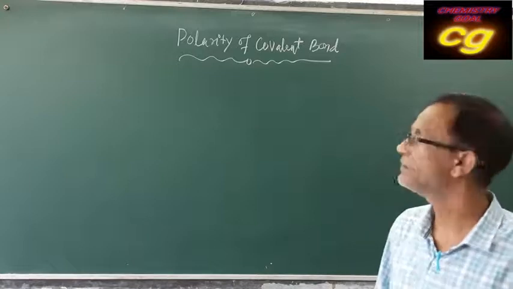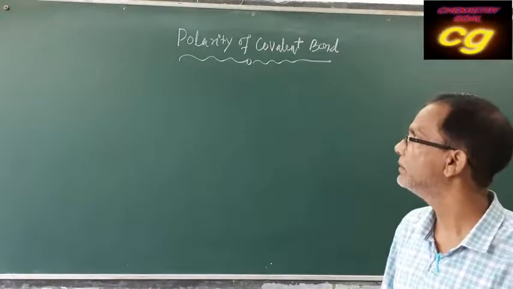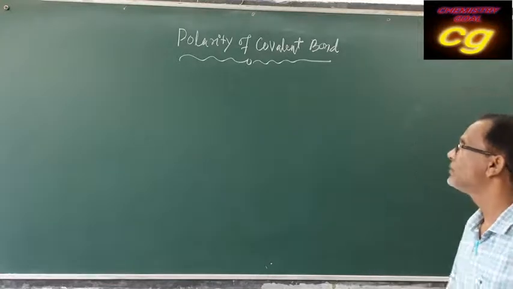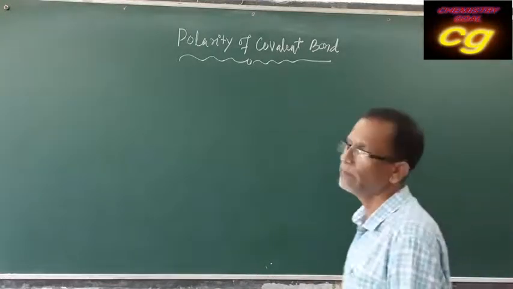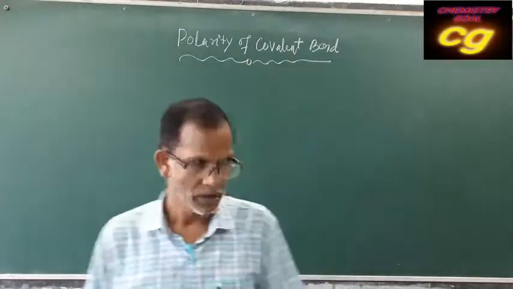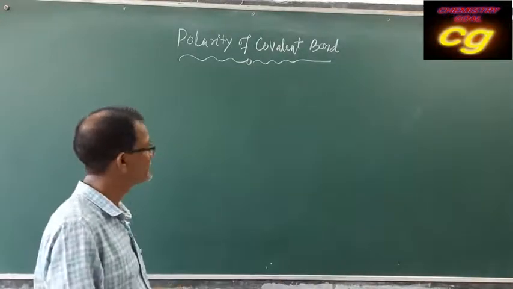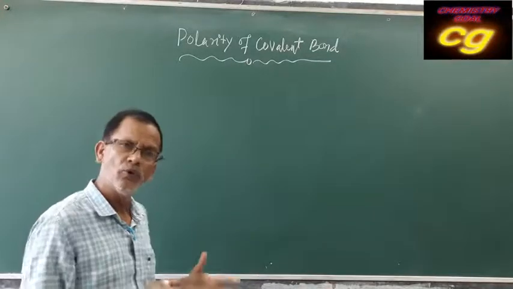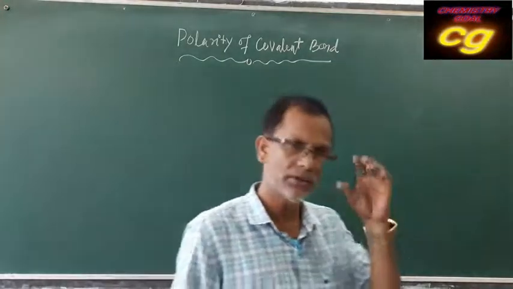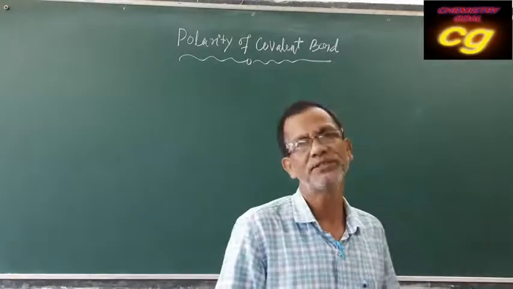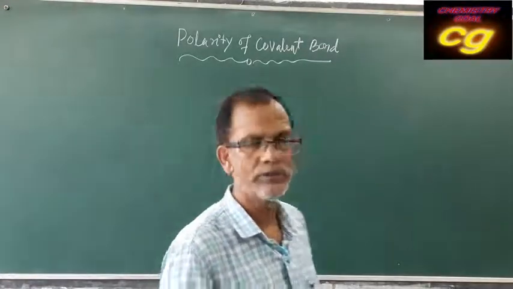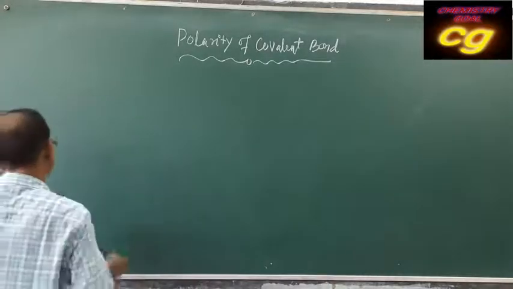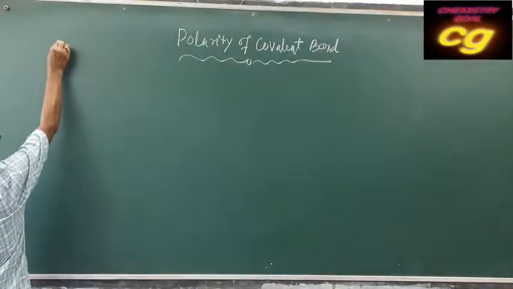Today we will discuss a very interesting topic in covalent bonding, that is, the polarity of covalent bond. Polarity of covalent bond means, we know a covalent bond is produced by the sharing of electrons between bonded atoms. Let us see, for example, the hydrogen molecule.